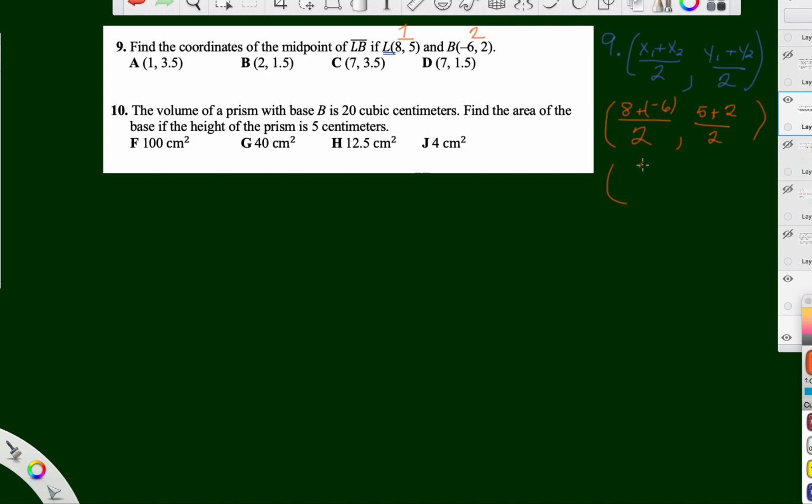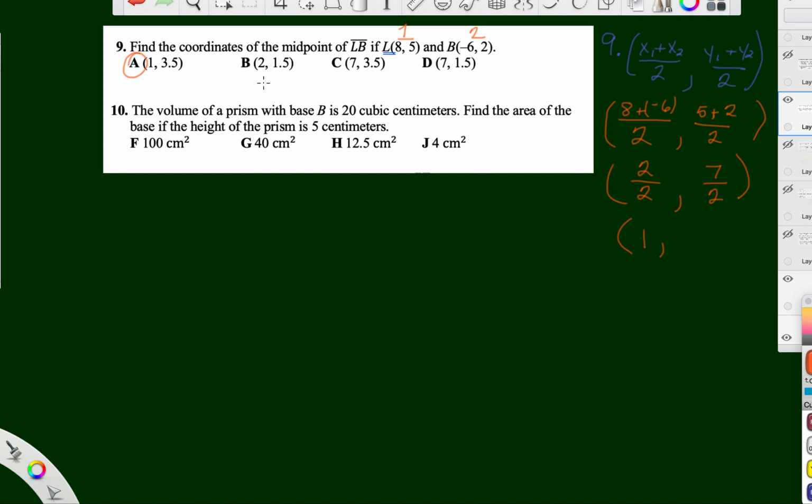And so let's do some easy math. 8 plus negative 6 is 2 divided by 2. That's our x-coordinate. And then 5 plus 2 is 7 divided by 2. I'm not really excited about the fact that they are looking for a decimal answer, but I'll survive it. Okay? 2 divided by 2, of course, is 1. Just by finding this, you already have your answer. You don't have to go any farther. There's only one answer with an x-coordinate of 1. And that's this guy here.